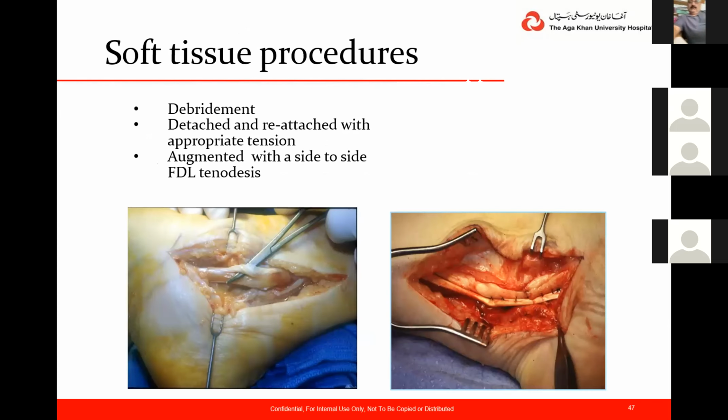So soft tissue, if stage 2 or late 1, you can do debridement. You can do tenodesis with the FDL. You can just straighten, a sort of a Kidner procedure can be done. Next.